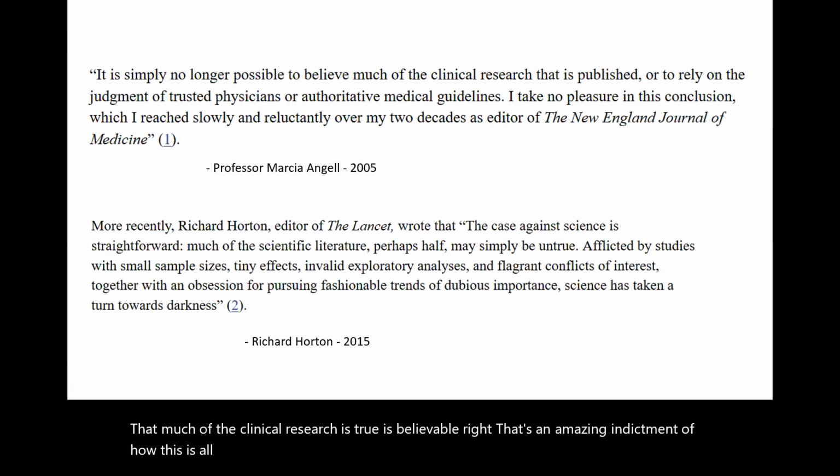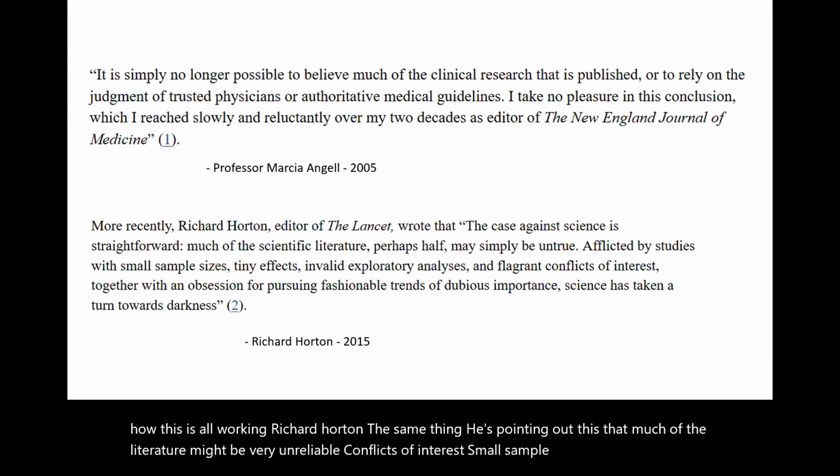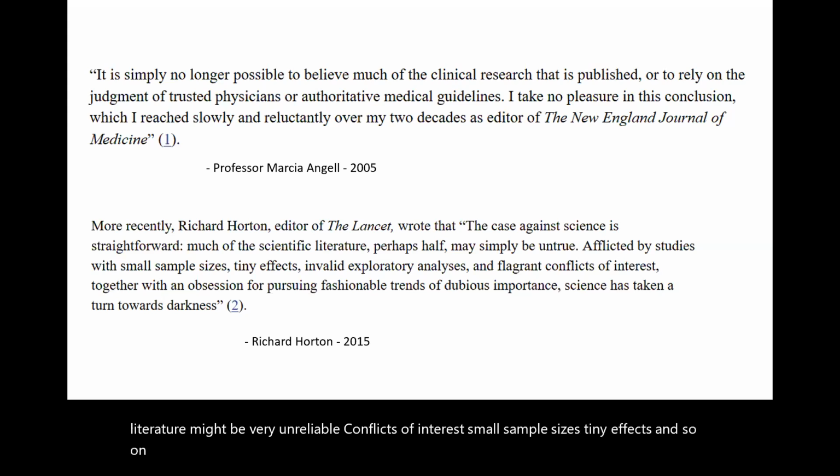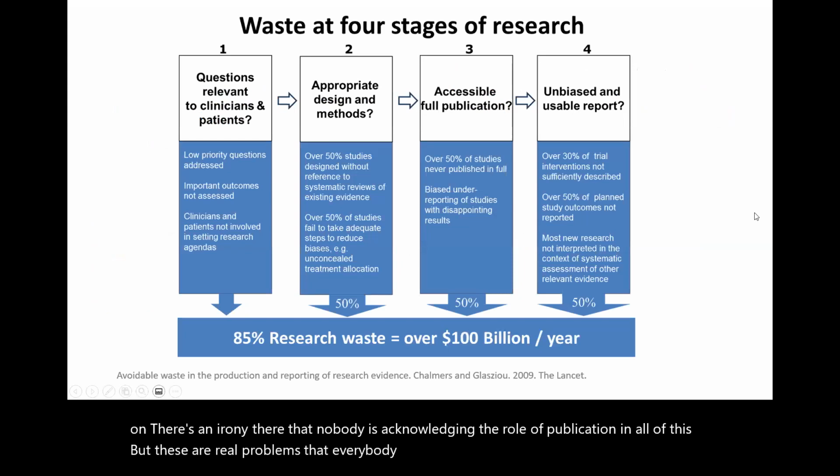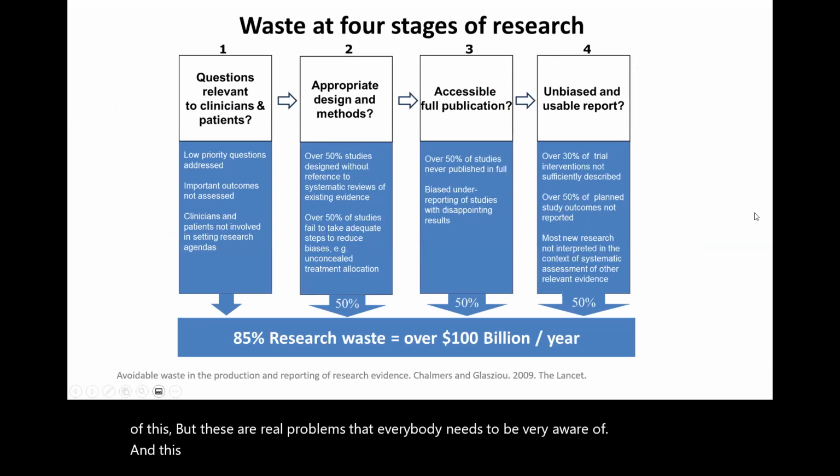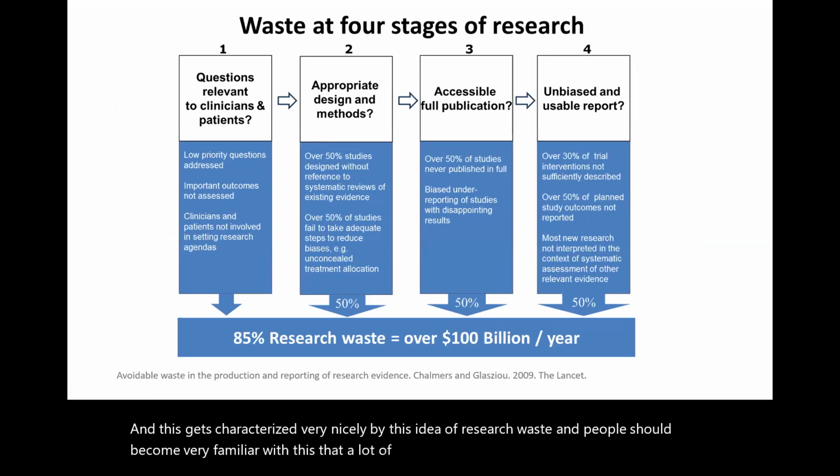Richard Horton, the same thing. He's pointing out that much of the literature might be very unreliable: conflicts of interest, small sample sizes, tiny effects, and so on. There's an irony there, that nobody's acknowledging the role of publication in all of this, but these are real problems that everybody needs to be very aware of. And this gets characterized very nicely by this idea of research waste, and people should become very familiar with this, that a lot of the research we do is just wasted.